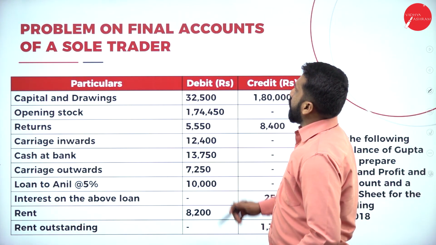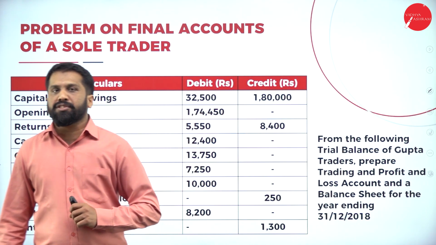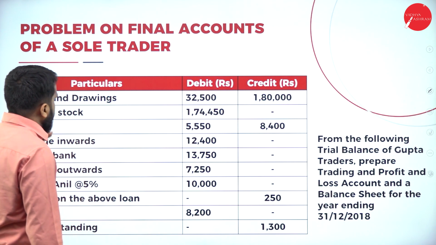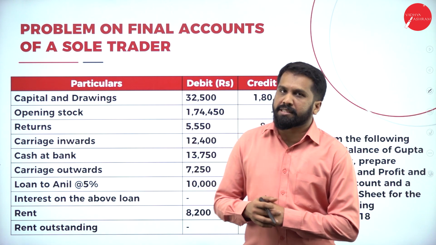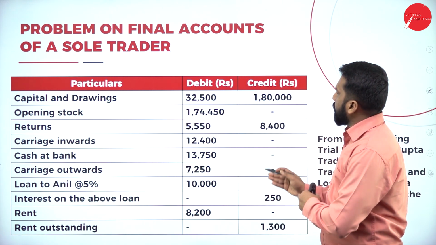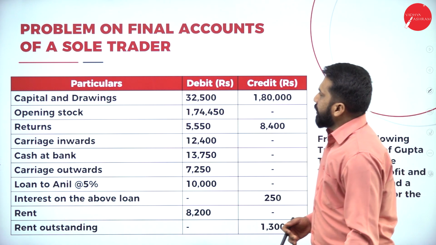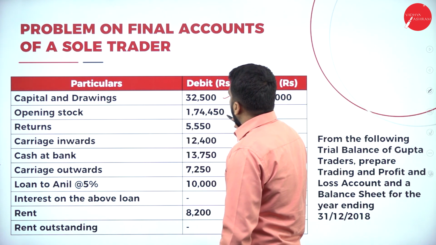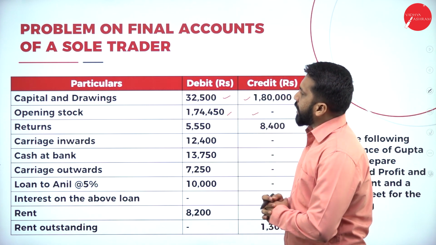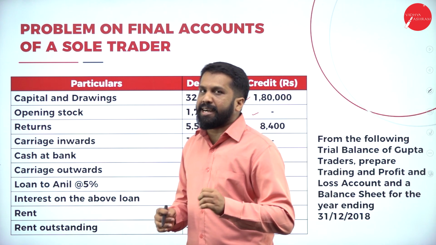In this problem on final accounts of a sole trader individual, these are the informations you have. Your questions will be like this. They will give you two columns, one debit, another one credit. Out of this, capital and drawings, opening stock, and we don't have closing stock. Why? Because closing stock is always given in the adjustment.